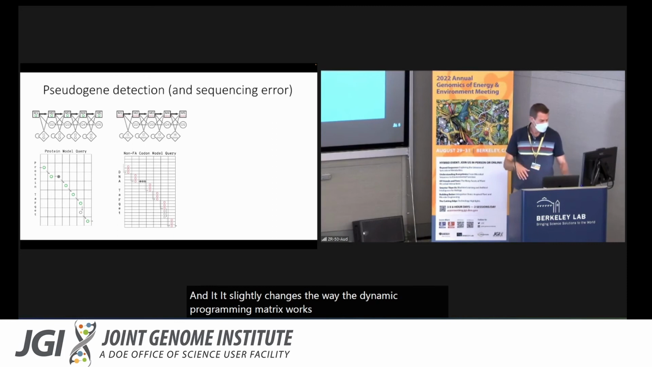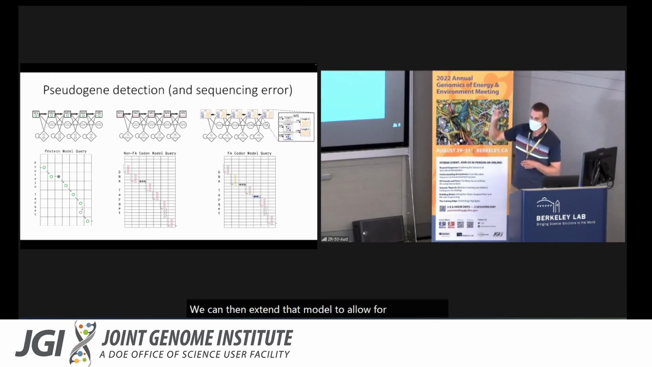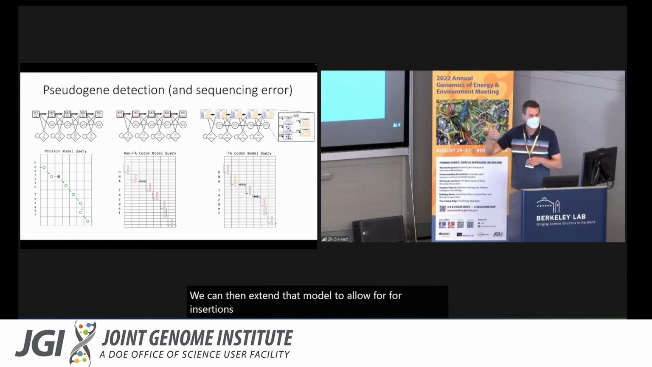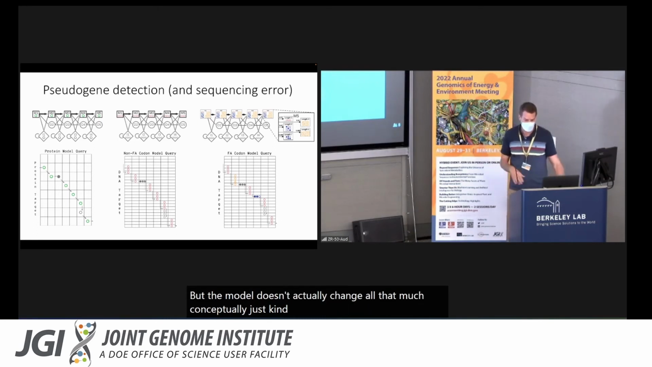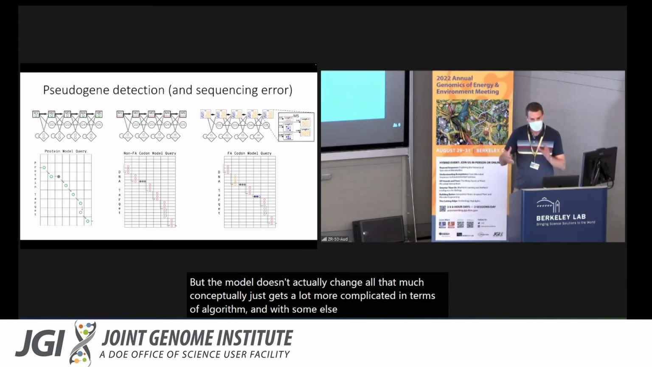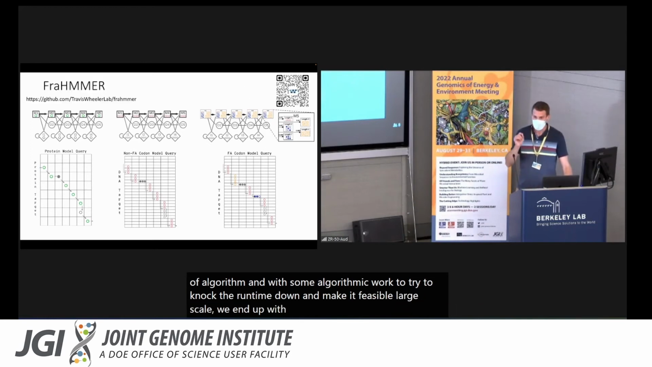We can then extend that model to allow for insertions or deletions of one or two nucleotides, which are frame breaking changes, but the model doesn't actually change all that much conceptually, just gets a lot more complicated in terms of algorithm. And with some algorithmic work to try to knock the runtime down and make it feasible at large scale, we end up with a tool called Framer.